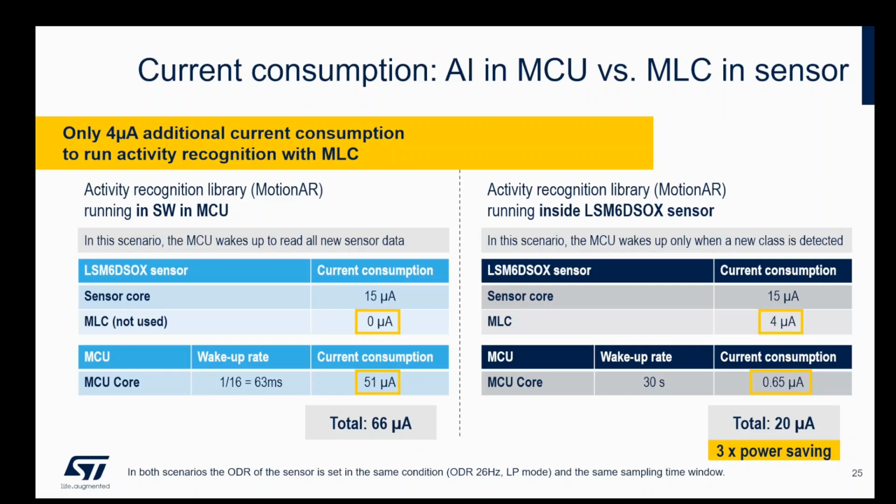Now looking at the other side, when the activity recognition logic runs inside the sensor, the sensor will consume the same amount, 15 microamps, but the machine learning core will only consume 4 microamps. Add this up for a microcontroller that wakes up once every 30 seconds, about 0.65 microamps. So the total is about 20 microamps for the same feature. So it's about 3 times less power consumption when the algorithm is implemented inside the sensor.